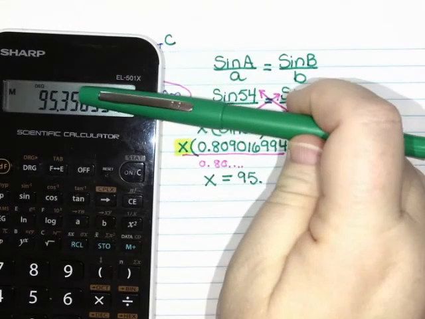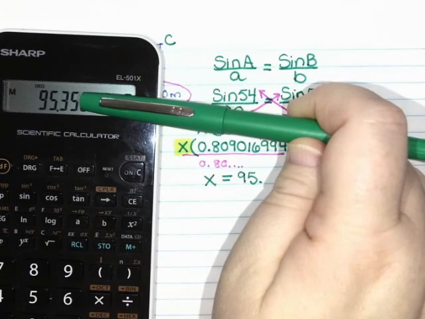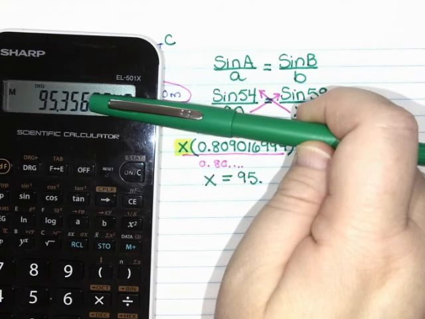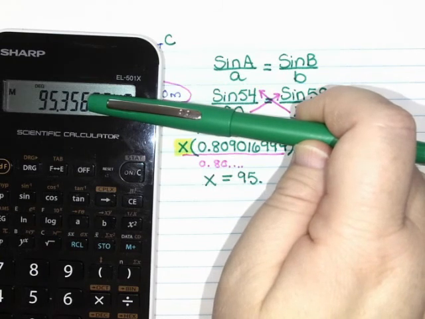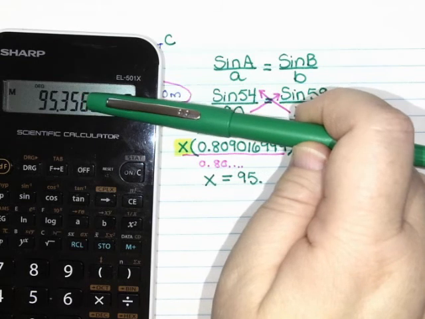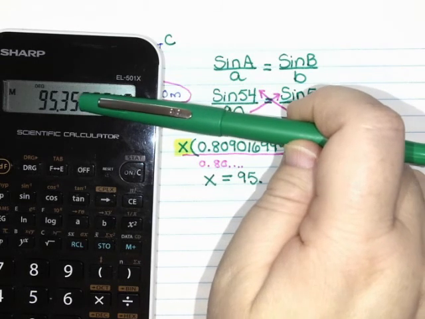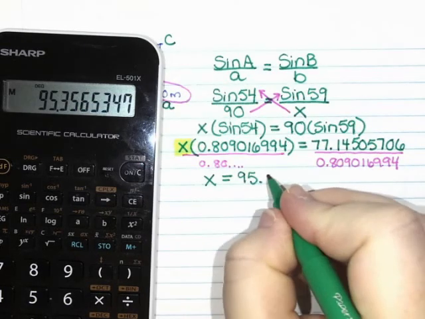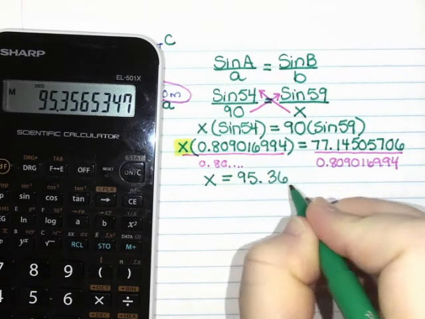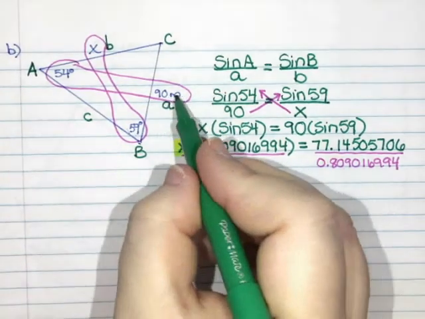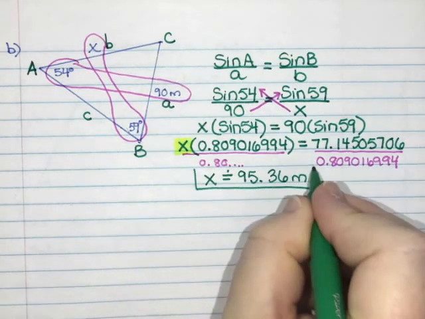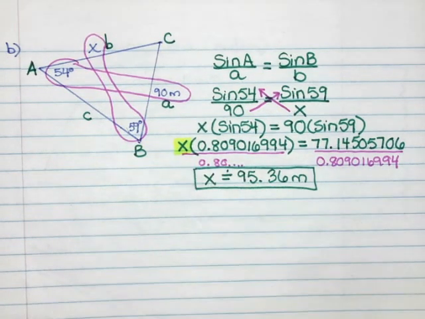point, and this is my final answer, so I'm ready to round. I have 3 5, but I'm going to peek at the next one, which is a 6. So if this number is 5, 6, 7, 8, or 9, we have to push our number up. If this number was a 0, 1, 2, 3, or 4, then I would leave it exactly the same. But it's not, so this is going to push this up to a 3, 6. So it's 95.36 meters. So x is 95.36 meters. Okay, now it's your turn. Go and do some practice.